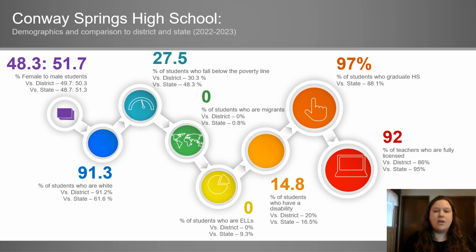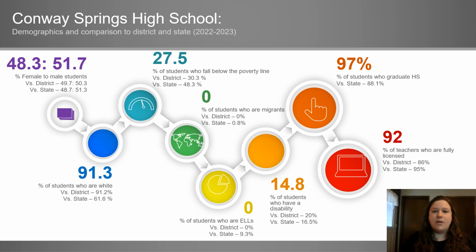Next, we have our students who are economically disadvantaged and fall below that poverty line. In the high school of Conway Springs, there's about a quarter of the students, so 27.5%. We see a little jump overall in the district, and then even more of a jump as we get into the state levels, nearing almost half of the whole student population.